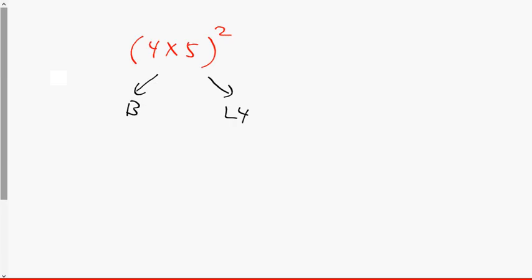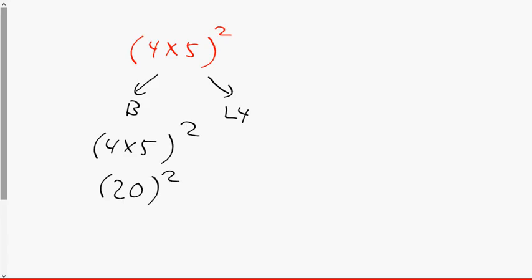Our next question is law number 4, which says when you have the product of numbers in a bracket to an exponent, you can apply that exponent to both parts of your product if you want, or you can solve it using BEDMAS. We'll solve with BEDMAS first. So when we have (4 times 5) squared, solving BEDMAS, we'll do brackets first to get 20 squared.